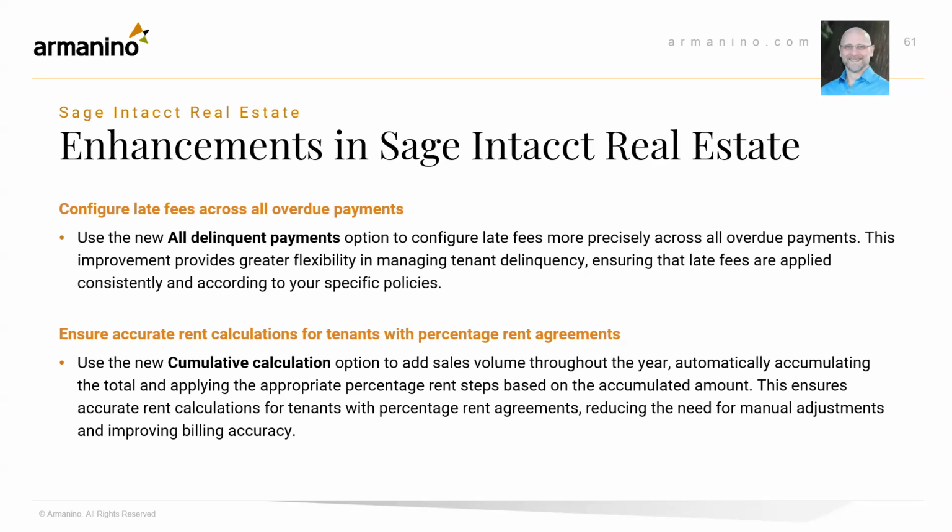Ensure accurate rent calculations for tenants with percentage rent agreements. Use this new cumulative calculation option to add sales volume through the year, automatically accumulating the total and applying the appropriate percentage rent steps based on the accumulated amount. This ensures accurate rent calculations for tenants with percentage rent agreements, reducing the need for manual adjustments and improving billing accuracy.